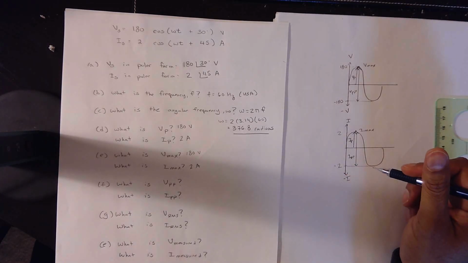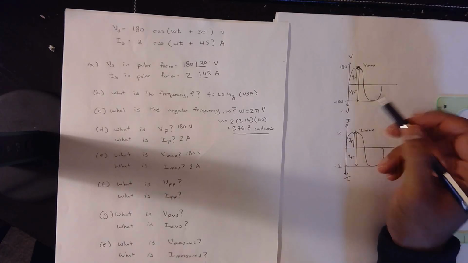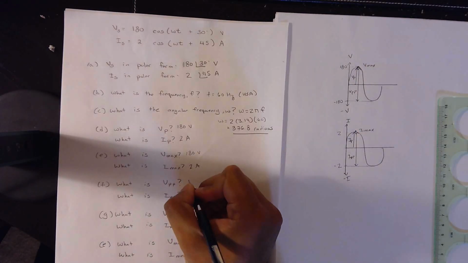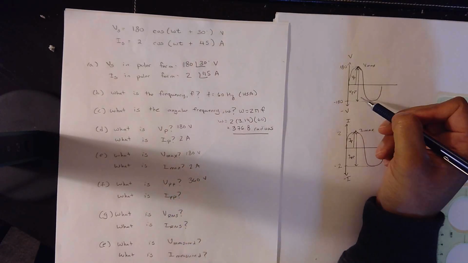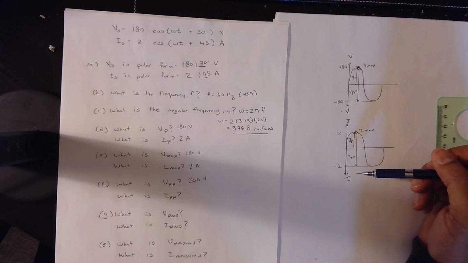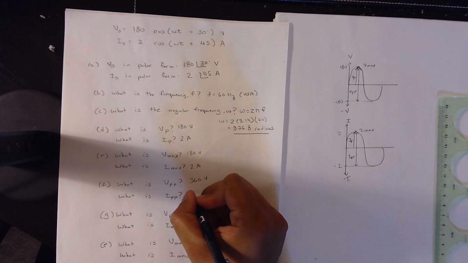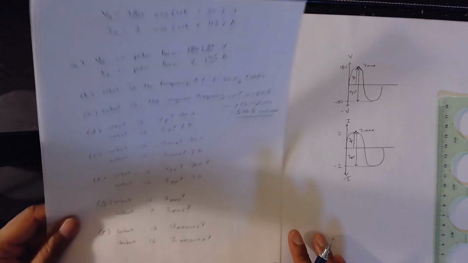Peak to peak. Okay, so this is 180 plus 180 is what? 360. That's 180 and 180 here. You add them together. What is our I peak to peak? This is 2, this is 2, so total is 4 amps.